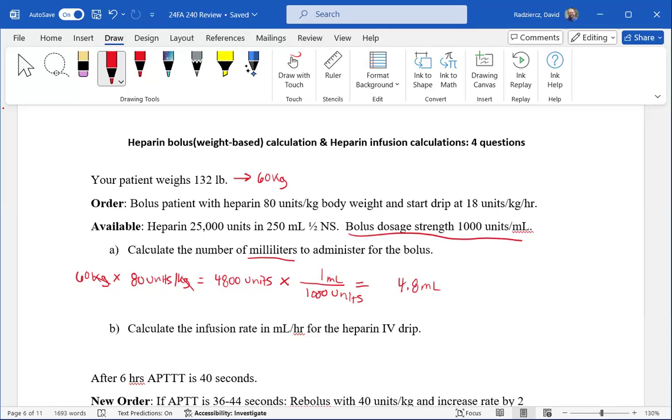And then if I'm calculating an infusion rate, again, I'm using the same patient weight, that 60 kilograms. It tells me to set an infusion at 18 units per kilogram per hour. I'm just going to write this a little bit differently. So kilograms gets eliminated. 60 times 18 is 1,080.